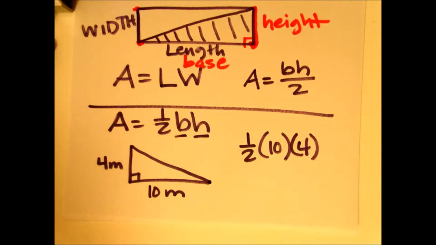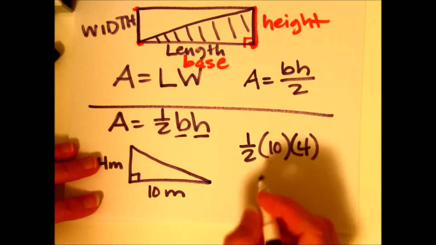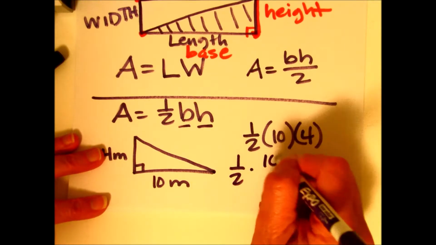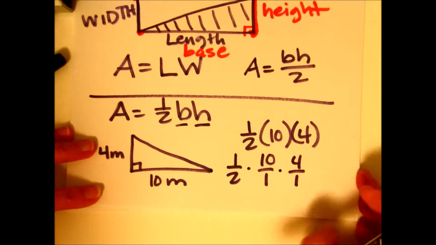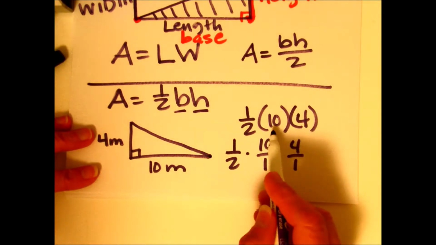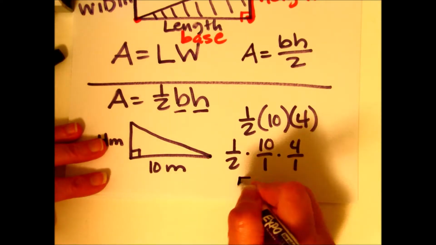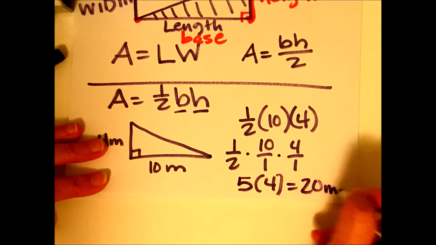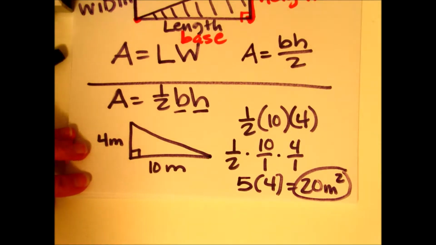Okay, now we're just going to multiply across. Now I could write it out as 1/2 times 10 over 1 times 4 over 1. You can certainly do that. But there's another way that we could work it out. We could just think, well, what's half of 10? Well, half of 10 is 5. And then multiply it by the 4, and we get 20 meters squared. So remember, when we're working with area, we want to square the unit of measurement.